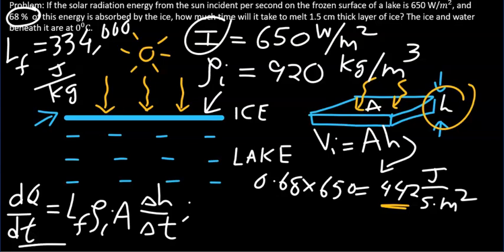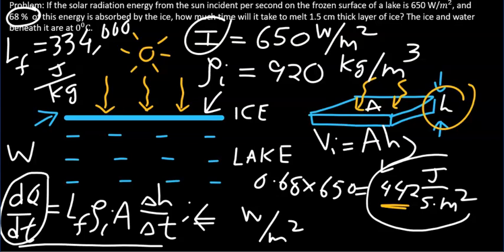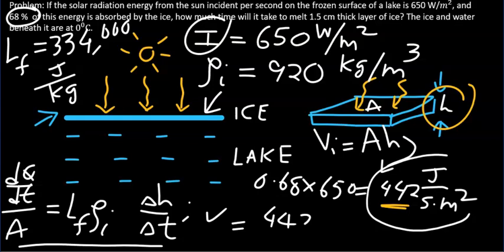So let's come back to this equation. How do you turn watts into watts per meter squared so that this information can be used? All you have to do is to take dQ/dt and you divide that by A. So when you do that, dQ/dt over A is quite simply all that. And this is the same as 442.